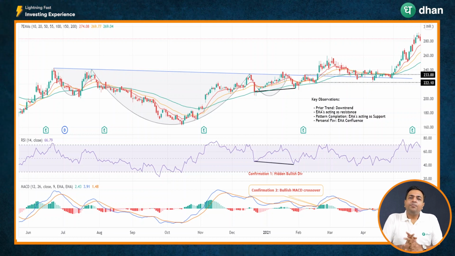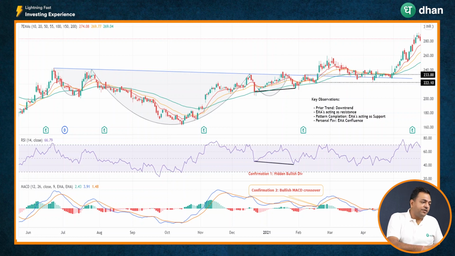Do remember, patterns are not an absolute science, similar to how we said that technical analysis is not an absolute science. Patterns can fail, but if you are able to apply the various techniques like EMAs, which were acting as a resistance and have started acting as a support, and the convergence of the EMAs, these will help you take better and more informed trading decisions.